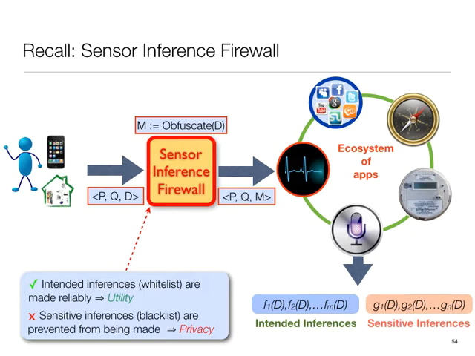I formulated that problem as one where I have some data I want to share, and there is a set of functions I want the recipient to be able to compute, but then there is also a set of functions that I don't want the recipient to know. For example, maybe the recipient should know how many steps I took, but shouldn't know that I went to a specific place.